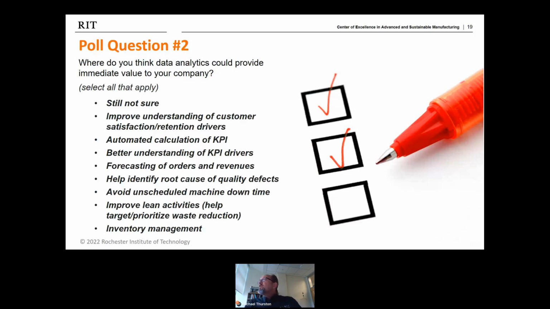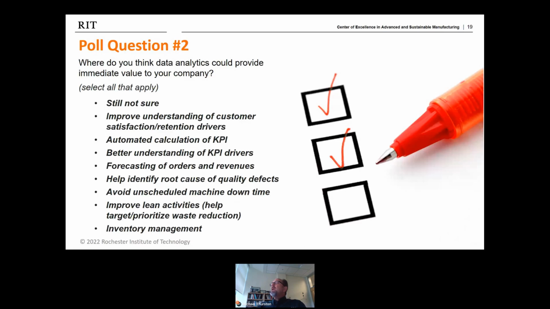So as the answers come in here, they're pretty broadly distributed. And there are a lot of places where, as we've seen, data analytics can have an impact. There's still a couple of people that are not sure. So hopefully you have a better sense of that by the end of the presentation.